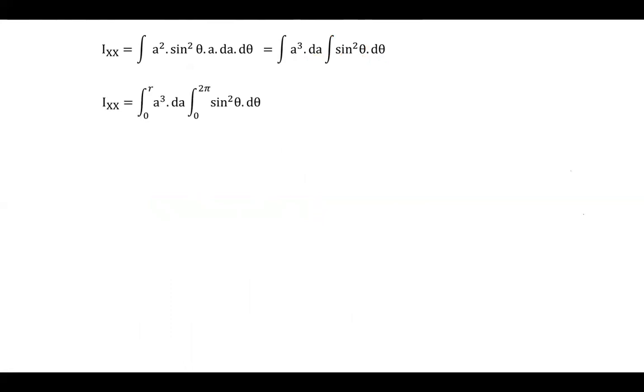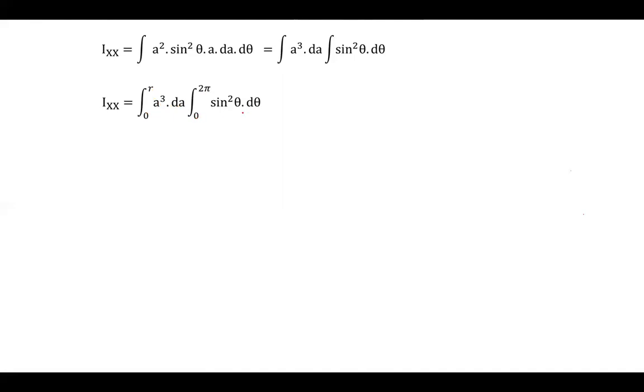So a cube into dA into sine square theta d theta, and we know here that a varies from 0 to r, and theta varies from 0 to 2 pi. Okay, consider the next step, moment of inertia. Ixx is equal to integration from 0 to r of a cube dA into integration from 0 to 2 pi of sine square theta d theta.